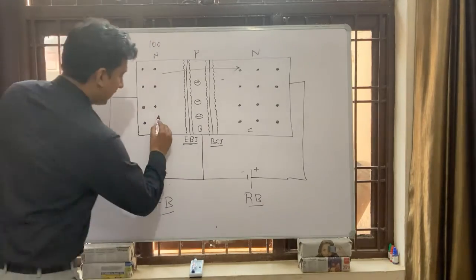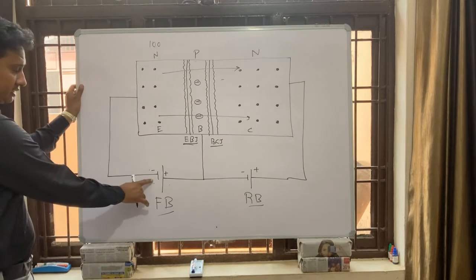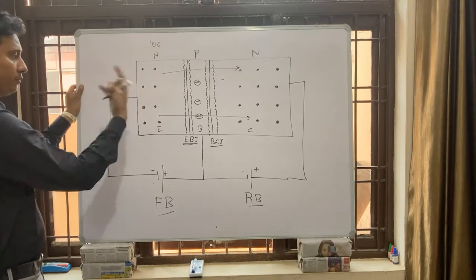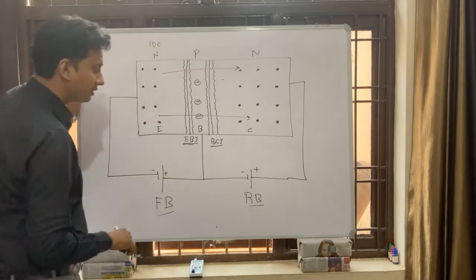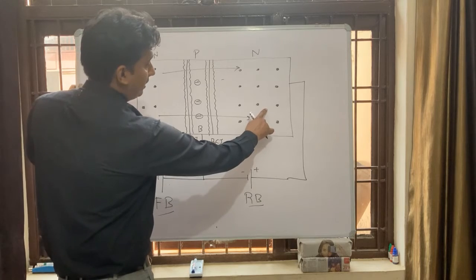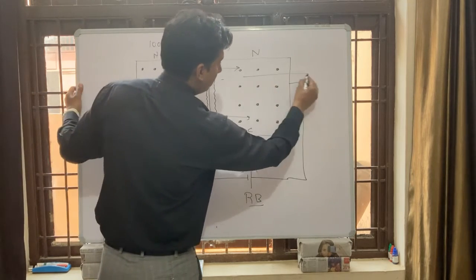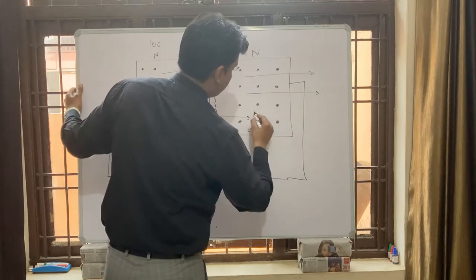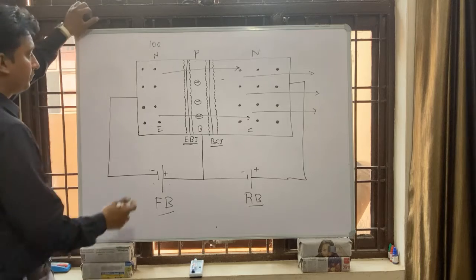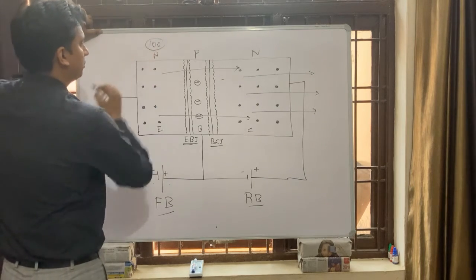It will push the electron towards the right side because this is negative and these are electrons, and like charges repel each other. Now what will happen? This is plus and this is electron. So the electron from here will be attracted towards this battery. Now what happens? Suppose in the emitter there are 100 electrons.